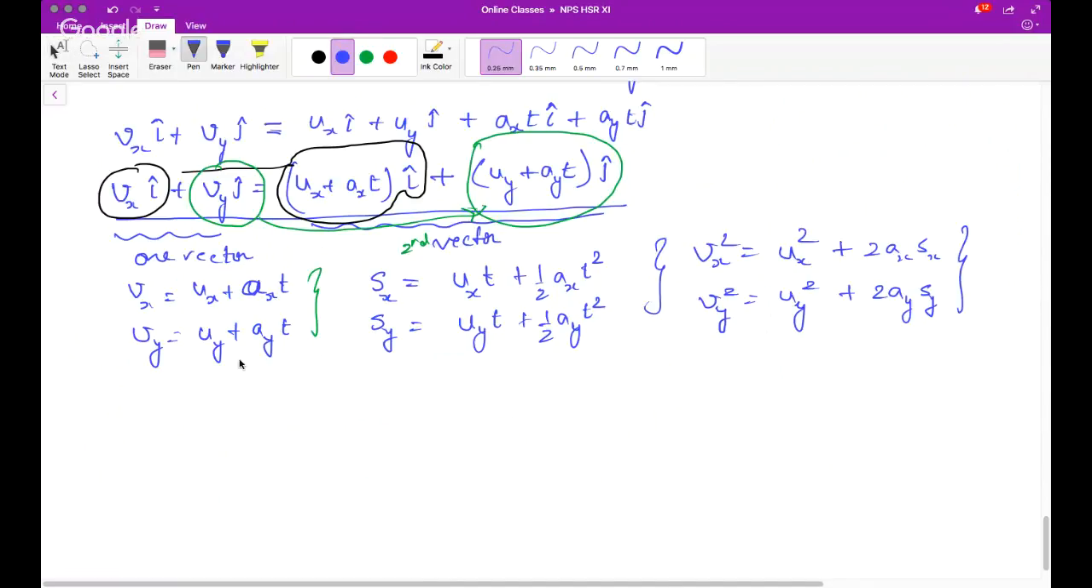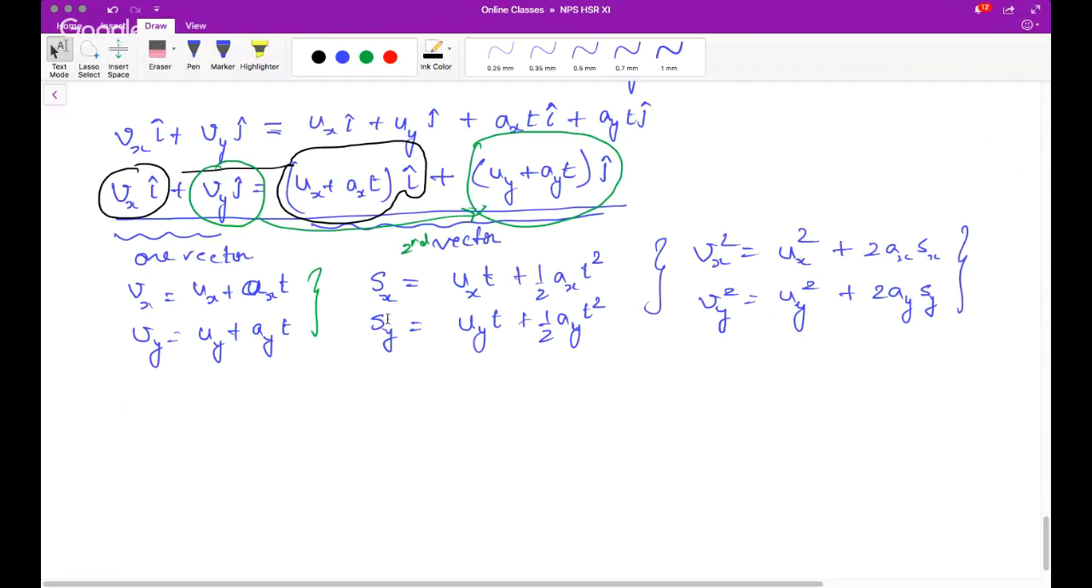So whenever you are analyzing a 2D motion, you resolve all the components, be it position, acceleration, or velocity, into 2 parts, and then use the 1D equations in 2 different directions. That is, for both the components you apply the 3 equations, and your analysis is done.